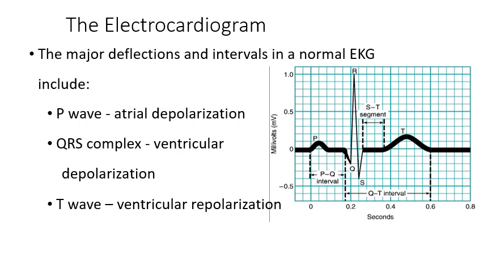All right, so here they are again. The P wave, this first little wave here, is going to represent the depolarization of the atria. Next thing we see is the QRS complex, which is going to represent the depolarization of the ventricles. And then the last wave here is the T wave, and that's the repolarization of the ventricles. So you should be familiar with those deflections on a normal EKG.